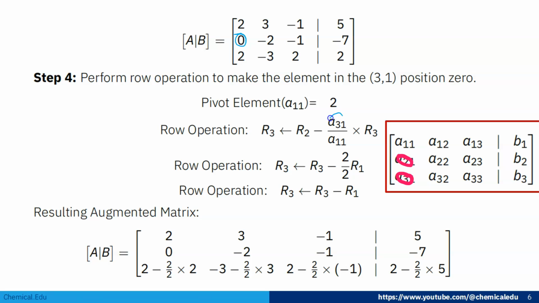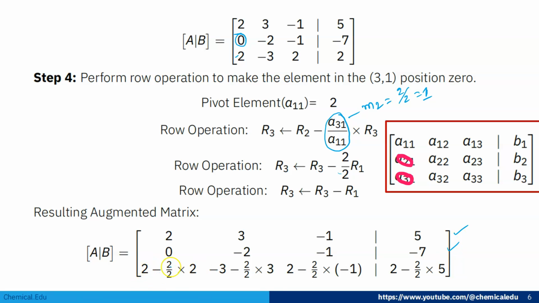So this is the second multiplier, M2. A31 is 2 and A11 is 2, so 2 by 2, that is 1. Now we have to do this operation. So after doing the operation, we'll get the new row 3. Row 3 is actually row 3 minus 2 by 2 into R1. The multiplier value will not change, it will be constant. Row 1 will be as it is, row 2 will be as it is.